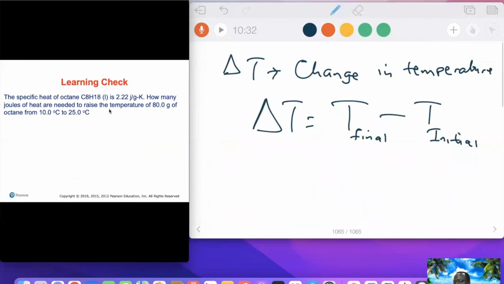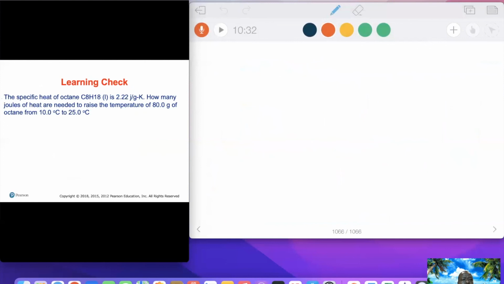Let's see this. The specific heat of octane, which is gasoline, yes, octane, an 8 carbon chain, in liquid form is 2.22 joules per gram per Kelvin. How many joules of heat are needed to raise the temperature of 80 grams of octane from 10.0 degrees Celsius to 25.0 degrees Celsius?